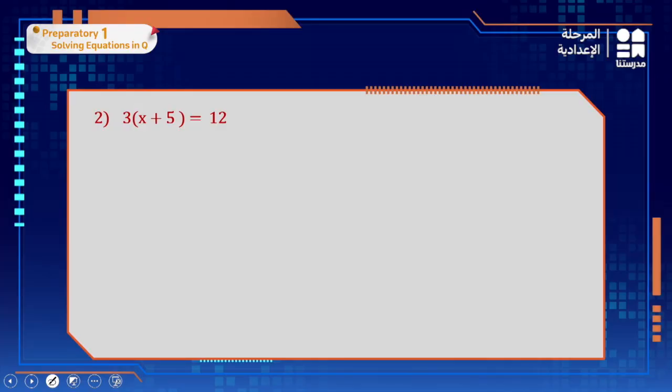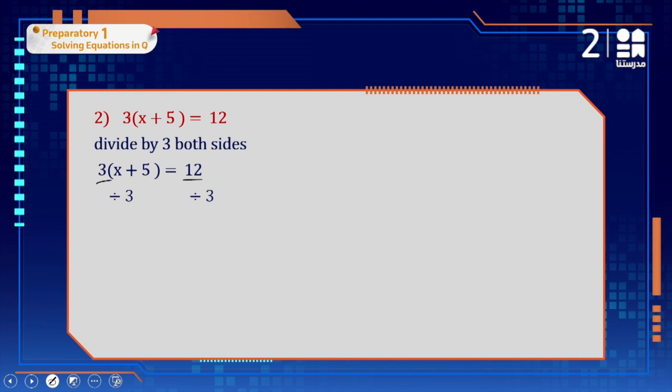We have now an example: 3 times the quantity x plus 5 equals 12. How can we solve this equation? We have two ways to solve it. As you can see here, 3 is multiplied by these brackets, which is x plus 5. So we can divide by 3 both sides. So we are going to divide by 3 both sides. Here divide by 3 and 12 divided by 3 equals x plus 5. We will cancel 3 up and down here. x plus 5 equals 4 because 12 divided by 3 equals 4.